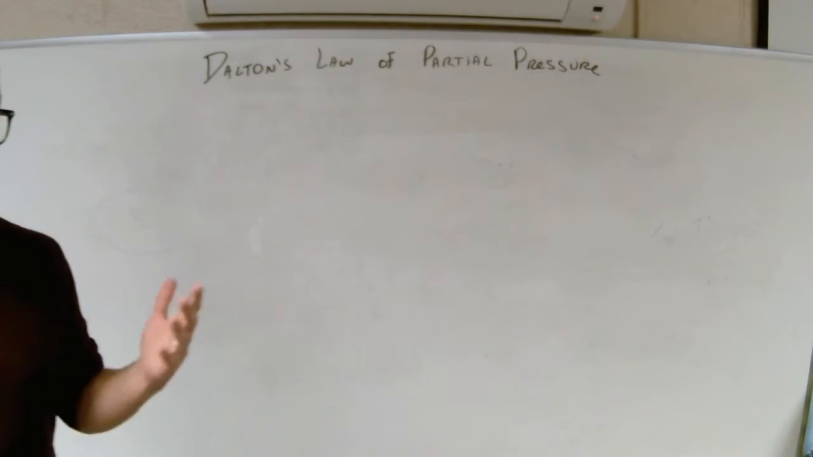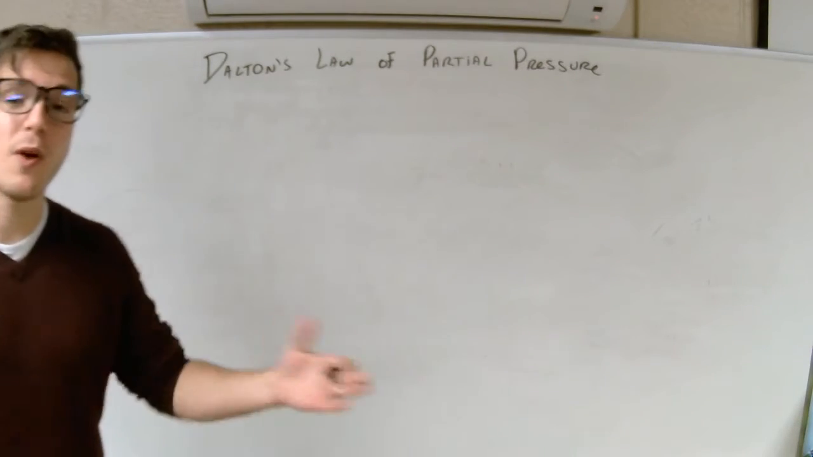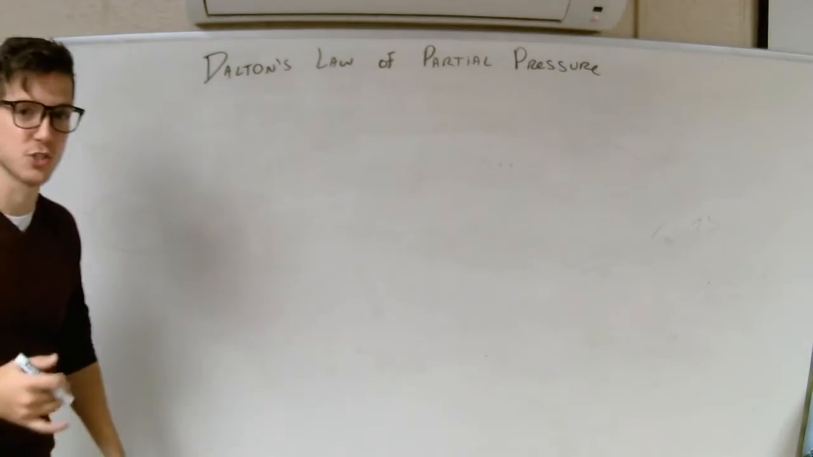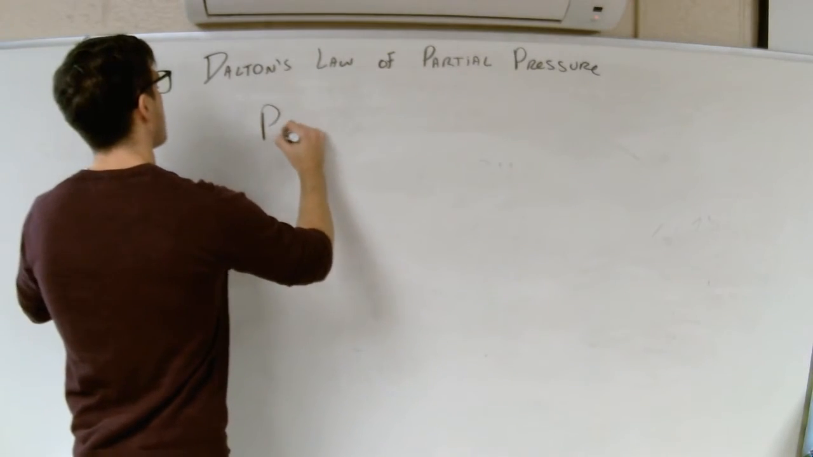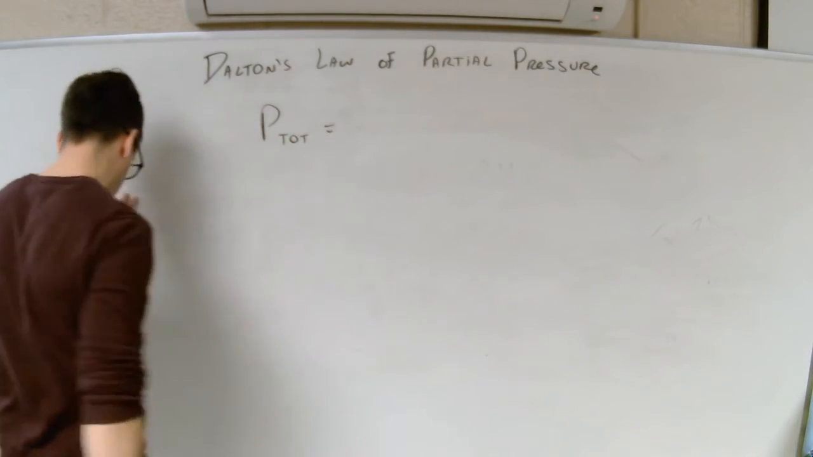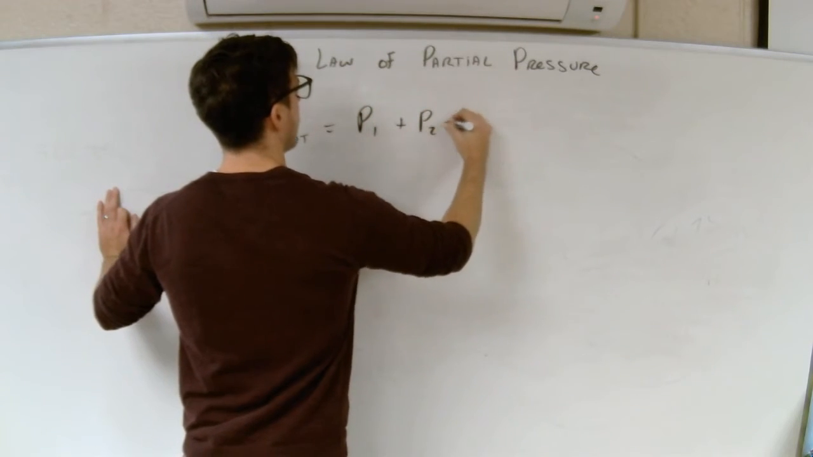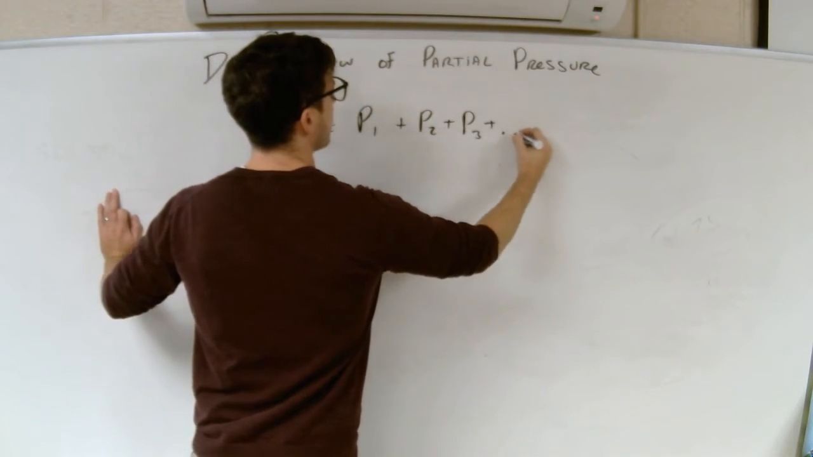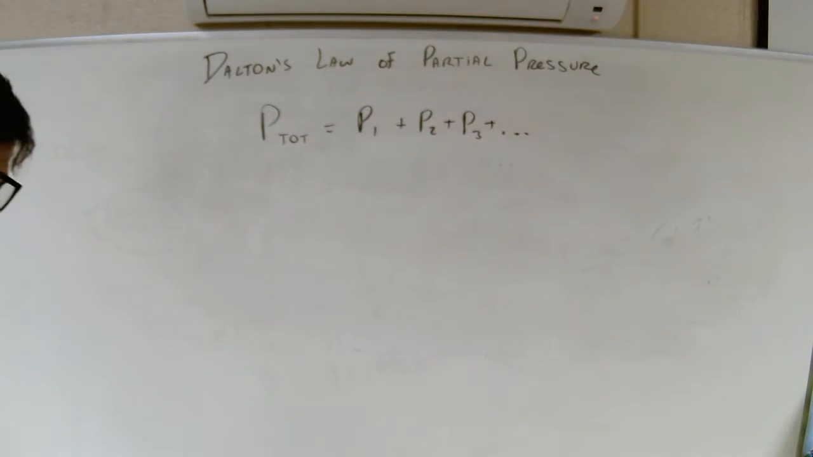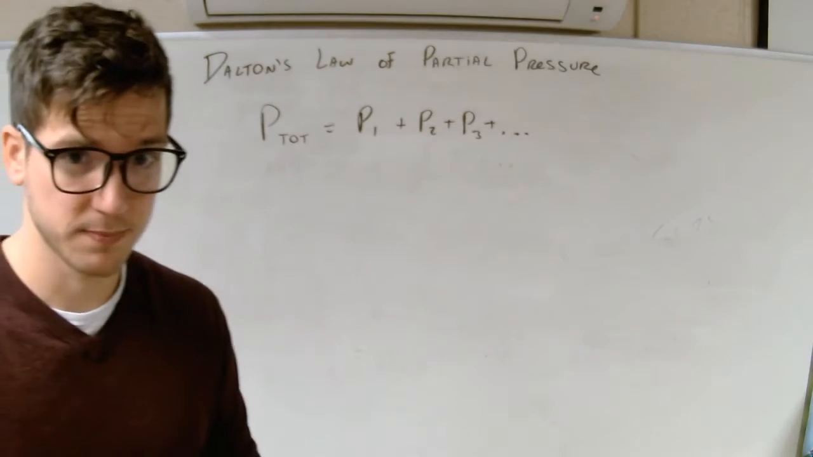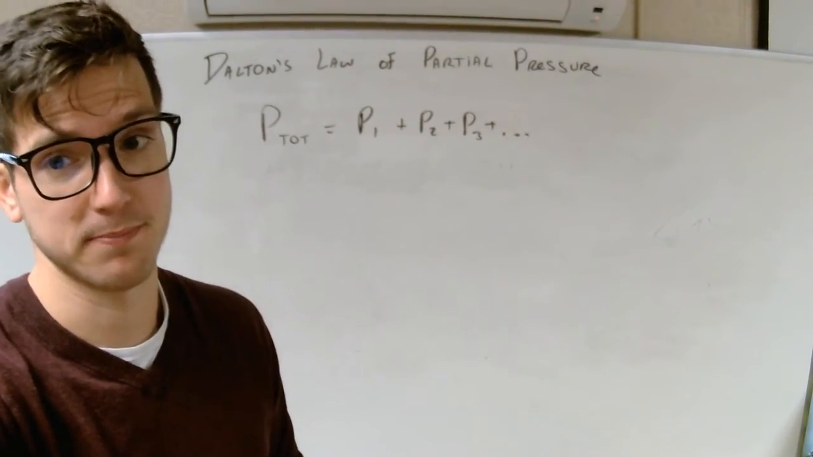So what we're doing is pretty much just a ratio. But what Dalton's law of partial pressure states is that the total pressure, or P total, is equal to the sum of the partial pressures of all the other gases. Okay, so once again, you just have to be able to do ratios. So let's start our first problem.